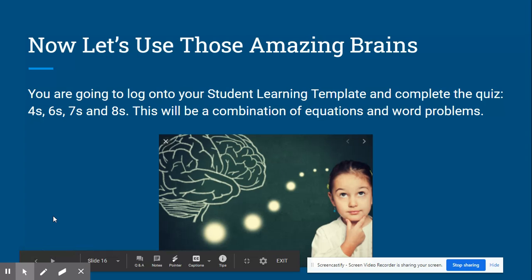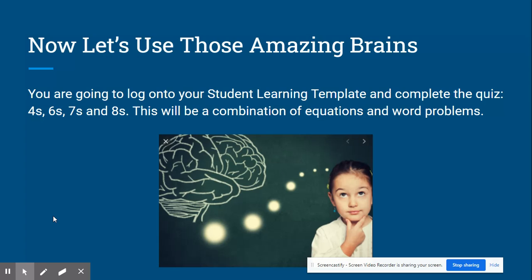So we are now moving into the quiz. So you are going to now log on to your student learning template and complete the quiz that is called 4s, 6s, 7s, and 8s. This will be a combination of equations and word problems.